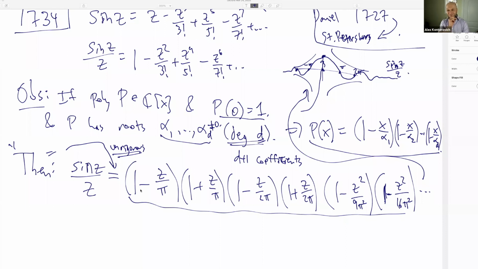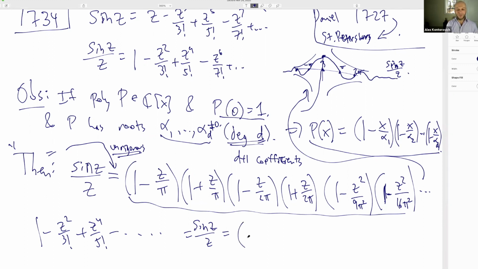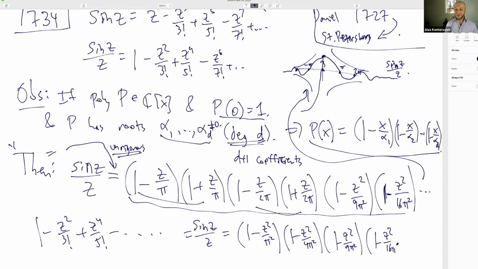What does he do? Maybe it'll help if we combine the two pieces of information. So sine z over z on one hand is equal to this series, 1 minus z squared over 3 factorial plus z to the 4th over 5 factorial minus and so on. On the other hand, it's the product, 1 minus z squared over pi squared. Now I'm grouping these in pairs. 1 minus z squared over 4 pi squared, 1 minus z squared over 9 pi squared, 1 minus z squared over 16 pi squared.